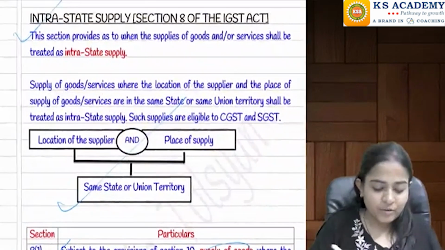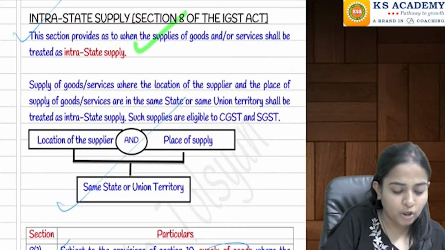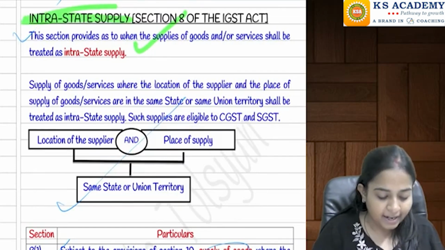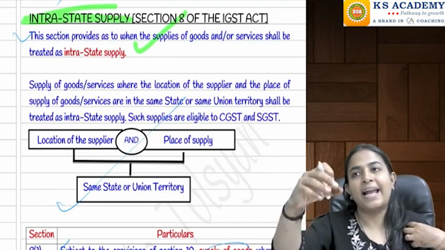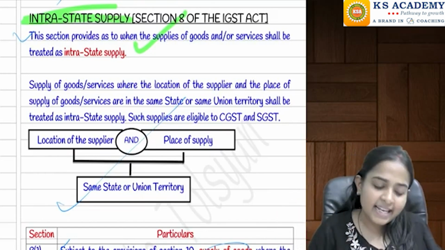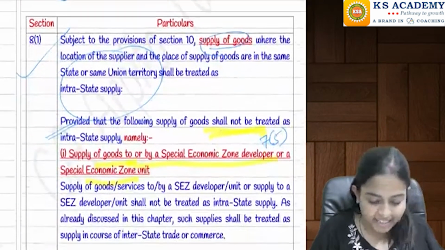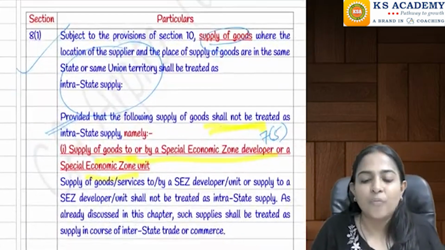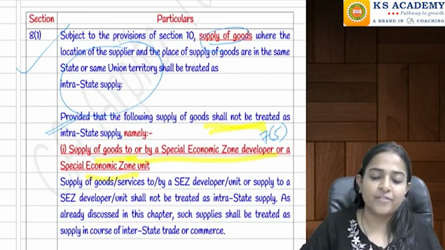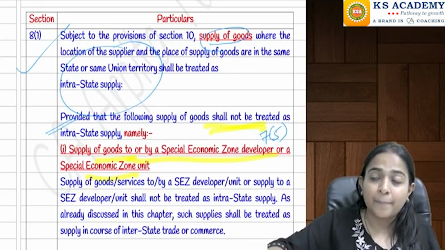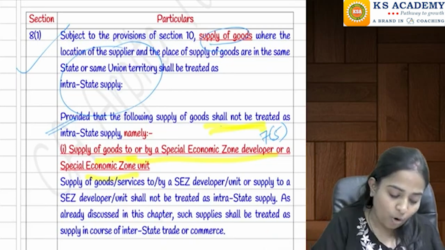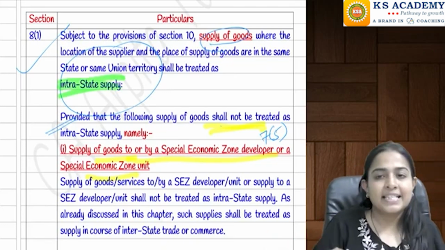Similarly, they have given you section number 8 also. Section number 8 talks about intrastate supply. That is when the location of the supplier and the place of supply are both in the same state or union territory, then it will be considered as intrastate supply. In that, section number 8.1 talks about supply of goods, where the location of the supplier and the place of supply is in the same state or union territory, then such supply will be called intrastate supply.